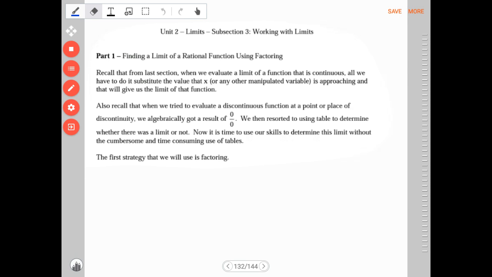Hi everybody, Unit 2 Limits, Subsection 3, Working with Limits. Part 1, Finding the limit of a rational function using factoring.